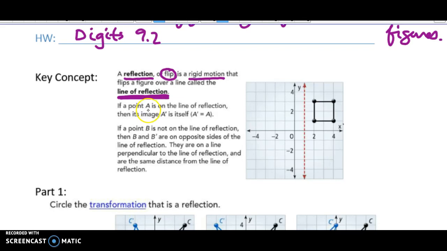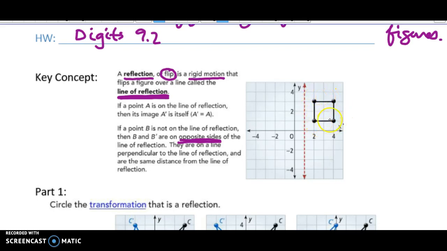So sometimes a point might be on the line of reflection, and if that's the case, then its image is going to be the same as itself. So if A is on the line of reflection, then its image, A prime, will be identical to point A. If, however, point B is not on the line of reflection, then B and B prime are going to be on opposite sides of the line of reflection, which is what happens in most cases. So these are going to be on a line that is perpendicular to the line of reflection, and these points are going to be the same distance from the line of reflection.